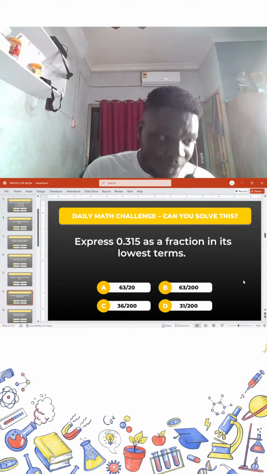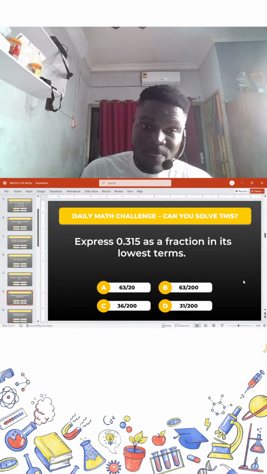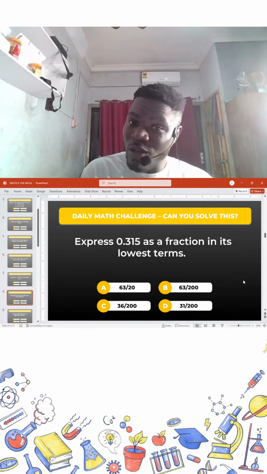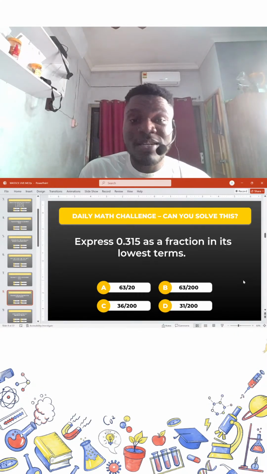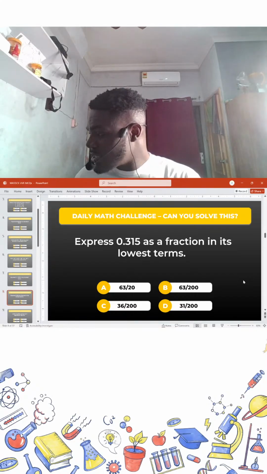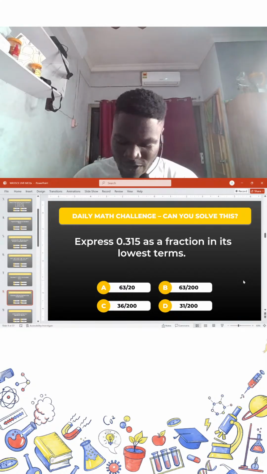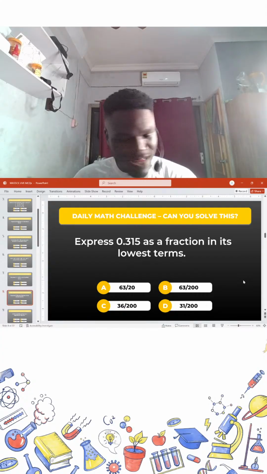You don't need to know how to do the conversion or anything. In the exam, you don't have the time. So all you have to do is use your calculator, break down your possible options and see the one that gives you that. Let's do that and see. Option A, we have 63 divided by 20. That will give us 3.15. That is not what we want. So option A is out.